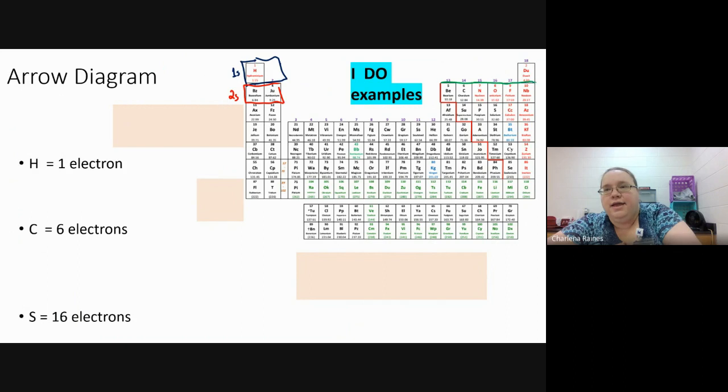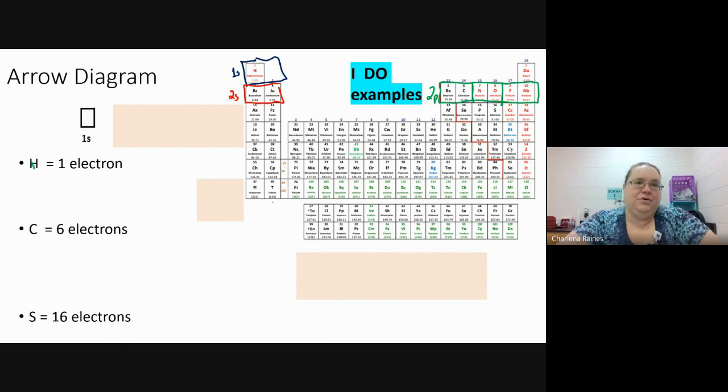Oh, and I forgot that I flipped the fictional table. So over here we have our P, 2P, and it gets 6 electrons, 3 boxes. So my first arrow diagram, I still have that first energy level. It gets 1 box because it's the S, and it gets 1 arrow because there's just 1.